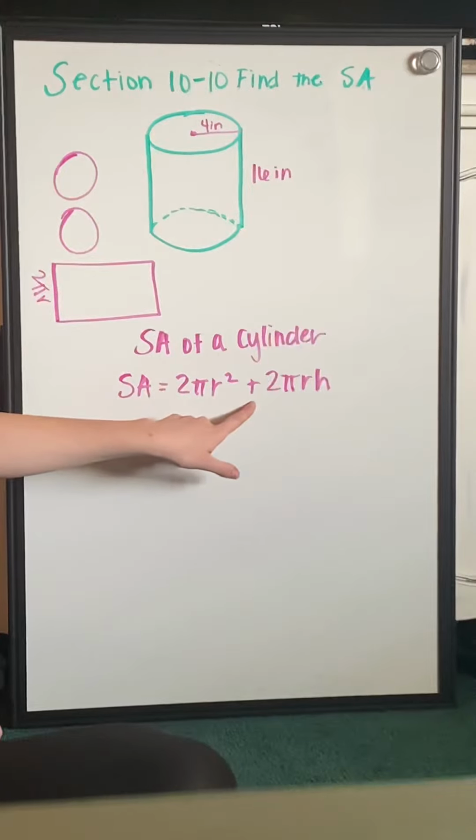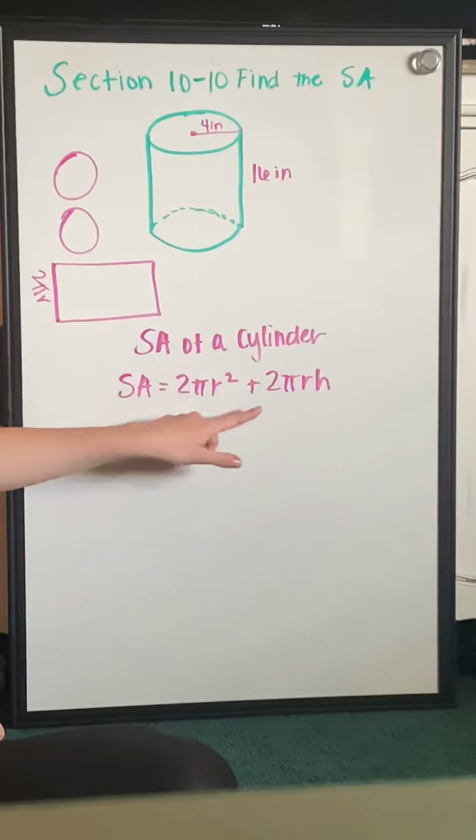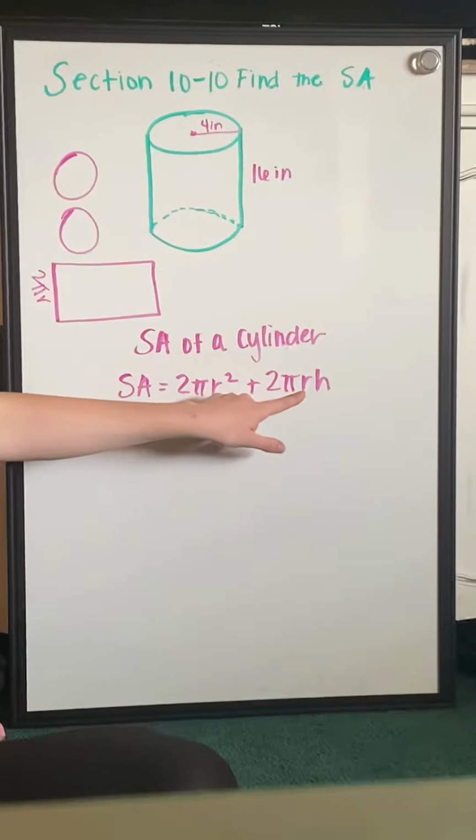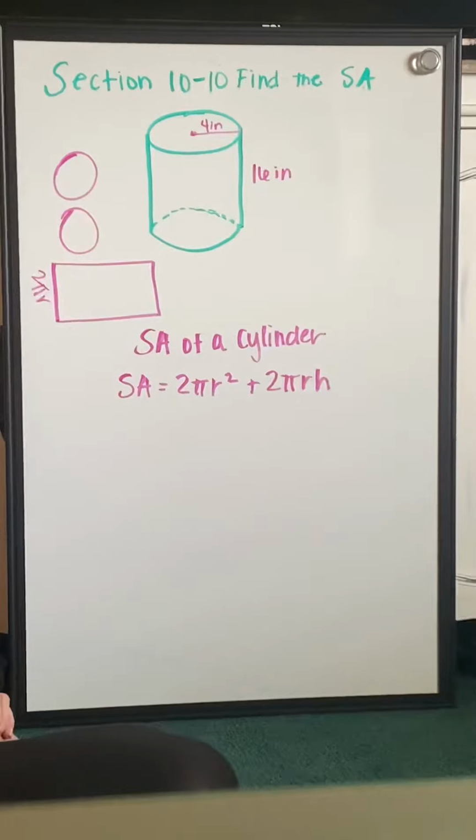And then we add to it the base times height of the rectangle. So our base is the circumference, which is 2 pi r, times the height, which would be 16. So let's just go ahead and plug in our numbers. Now that you know where the equation comes from, let's go ahead and utilize it.